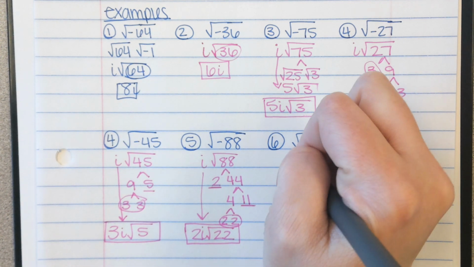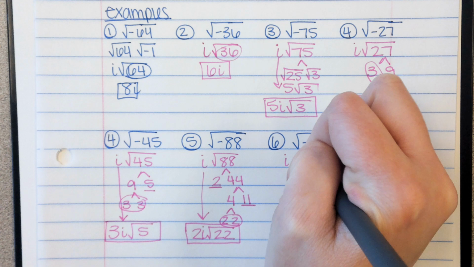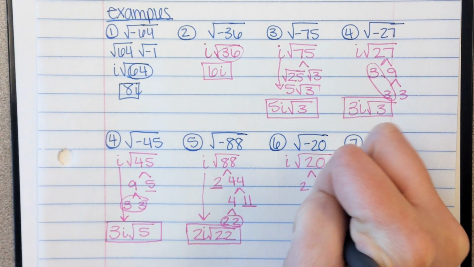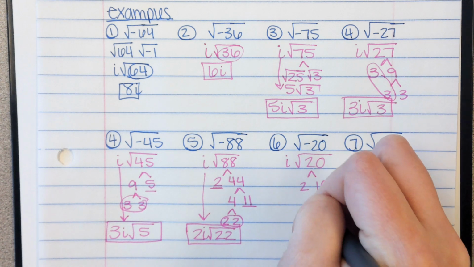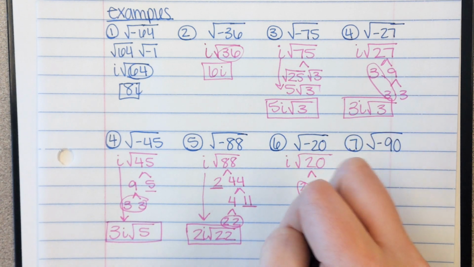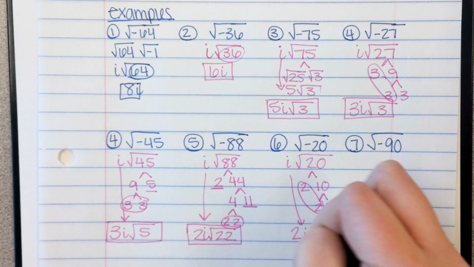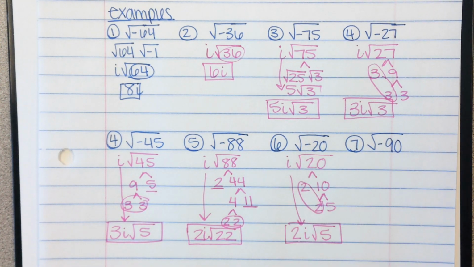All right, number 6, I'm going to pull out the i, and I've got the square root of 20. I'm going to break that up into 2 times 10, and then 2 times 5. I have a pair of 2s, so that goes on the outside. Bring down my i, and then I have the square root of 5 left over.